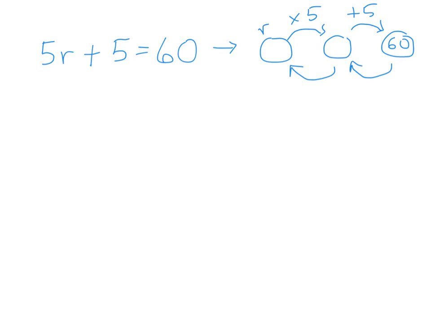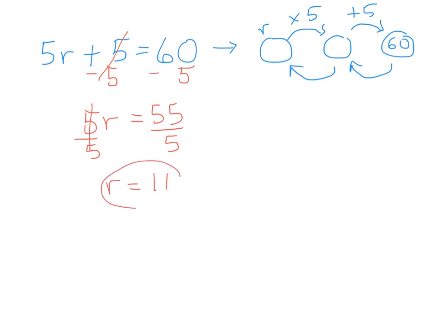On this side over here, to undo the plus 5, because it was 5 times r plus 5, I'm going to undo the plus 5 first by subtracting 5. That leaves me on this side with 5r, and on the other side with 55. Since this is 5 times r, I undo times with divide. So to keep it equal, I have to divide both sides by 5. So r is going to equal 55 divided by 5, which is 11.